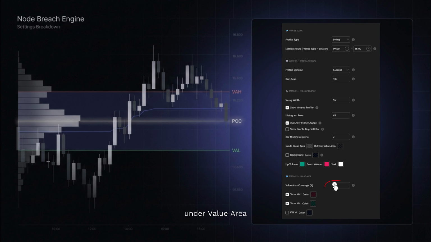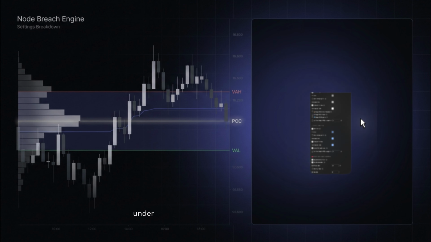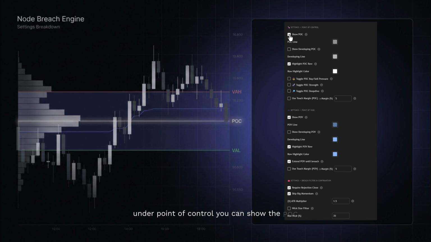Under value area, you can control the percentage of volume included in value. The default around 68% is close to one standard deviation logic. You can show or hide VAH, VAL, and the value area fill. Under point of control, you can show the POC, the developing POC, which I turn on only for trailing stop reference, highlight the POC row, show buy/sell pressure, show node strength, and enable deeper tooltip information.